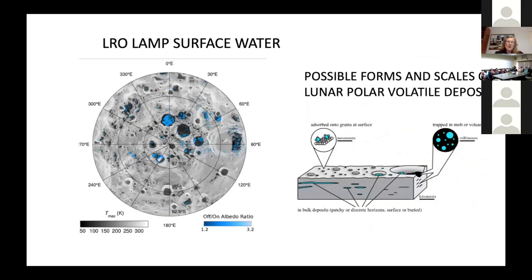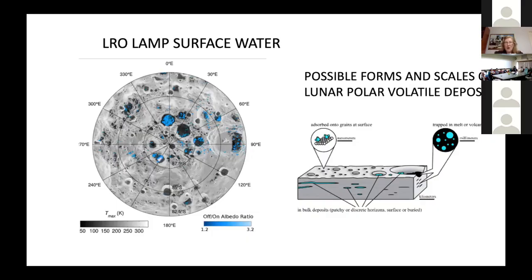Okay, so you've probably all heard about water on the moon. This is an LRO LAMP image that shows surface water in permanently shadowed craters. One thing that you notice is that some of the permanently shadowed craters are full of surface water, some of them aren't. And on the right, you see just a cartoon of possible forms and scales of lunar polar volatile deposits.